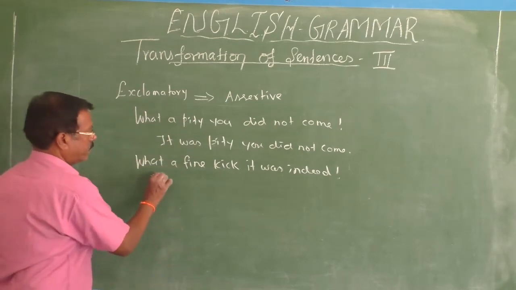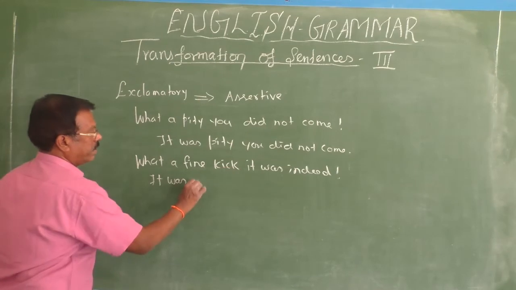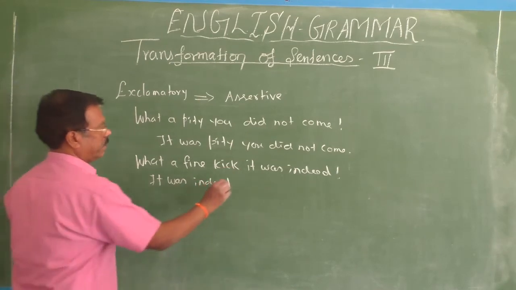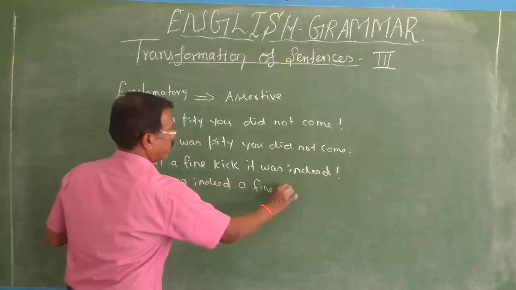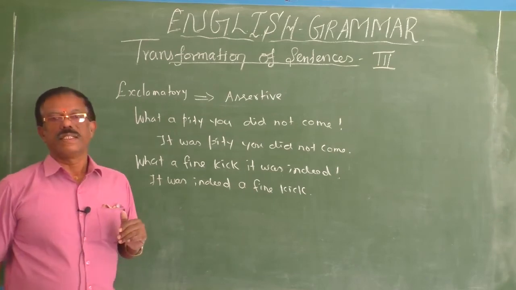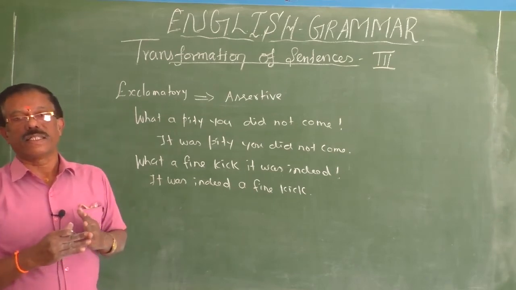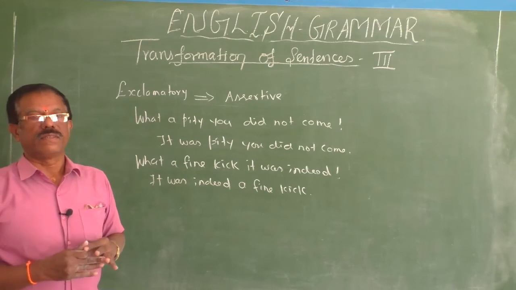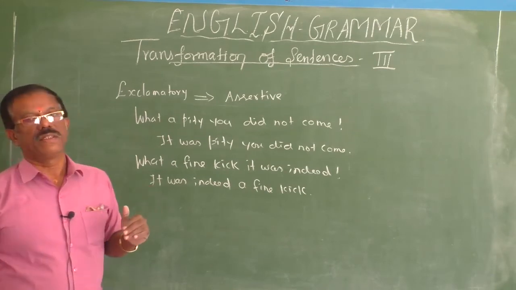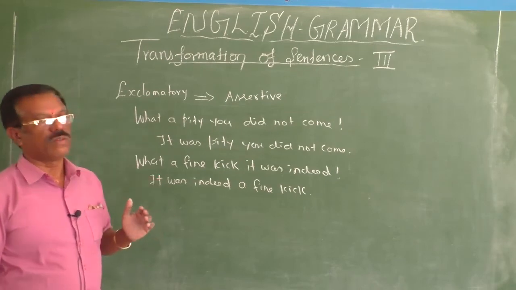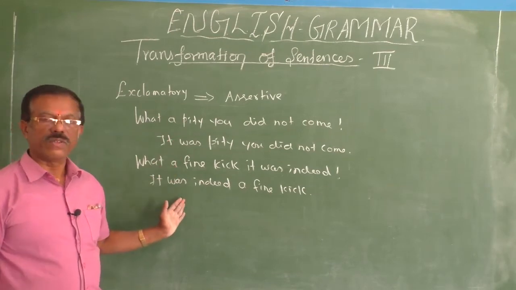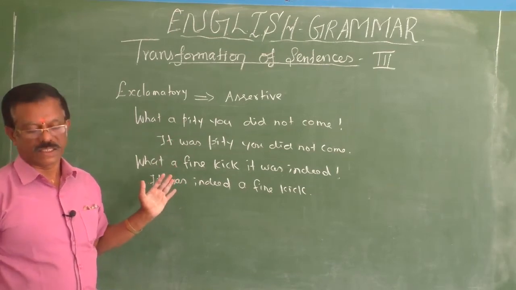How can you change? It was indeed a fine kick. So here you have to observe the word order of an assertive sentence. What's the word order or word structure of an assertive sentence? It must begin with the subject. Subject must be followed by a verb. So we have followed the word order structure of an assertive sentence.